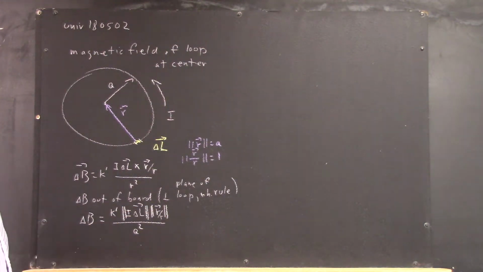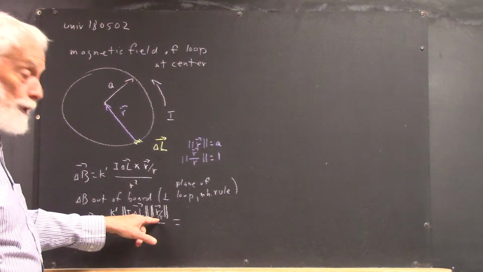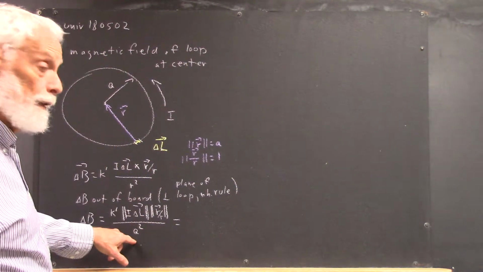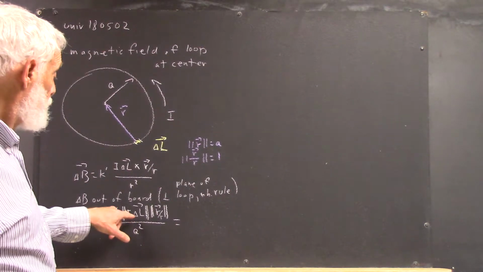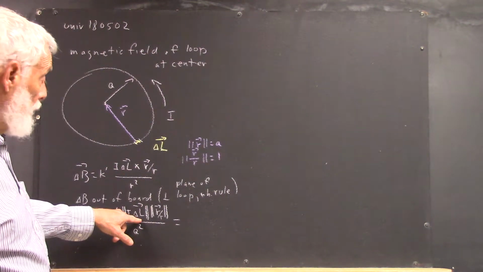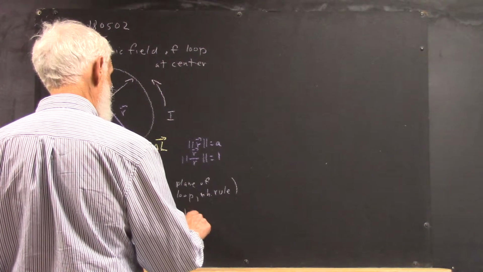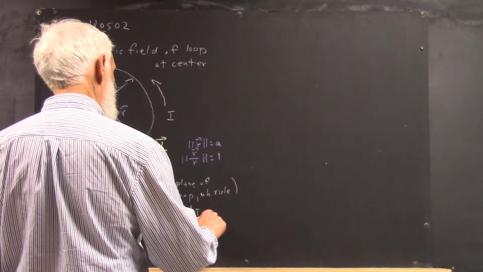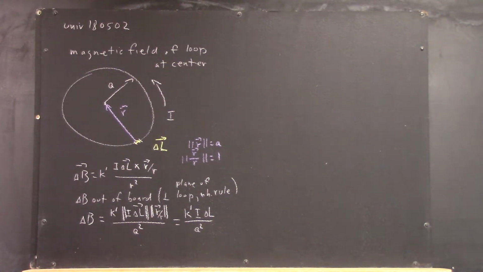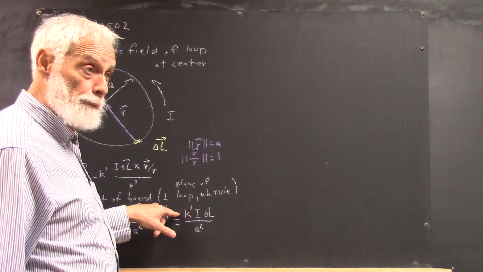So what is this reduced to? Well, what's this? This is 1. It goes away. So we just have the magnitude of I delta L over A squared, right? And for the magnitude of I delta L, I is constant, so it's just I times the magnitude of delta L, which we just write as delta L with no arrow over it. So we get K prime I delta L over A squared. That's always in the same direction, always perpendicular to the plane of the loop.